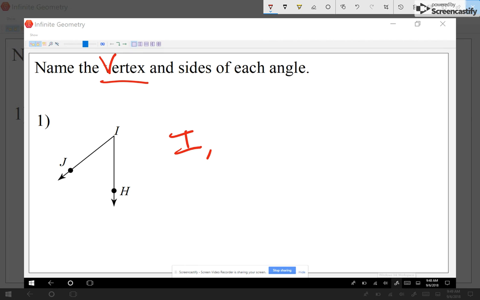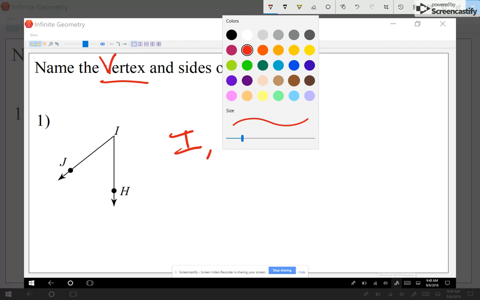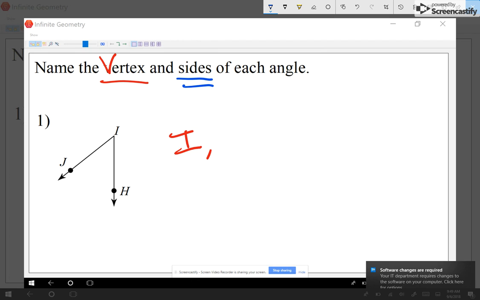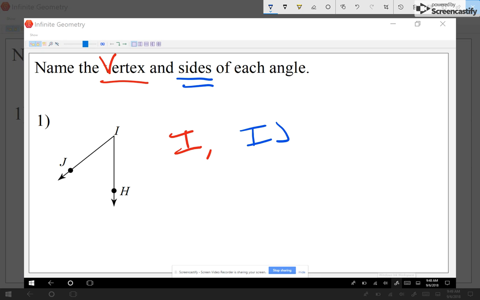That's the vertex. But then I also ask you guys about the sides. Now the sides are two rays that start at the vertex. So one of them is the ray IJ, and then the other one is the ray IH. And that's it. That's all I was asking for. The vertex is the point at the corner, and the sides are two rays that start at the vertex. So notice that I put I first on each of the rays. That's pretty much it. Any questions on these?